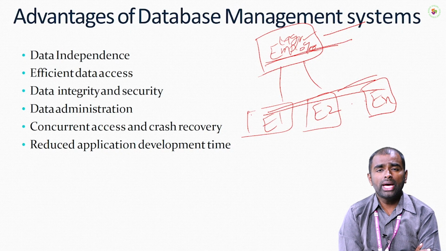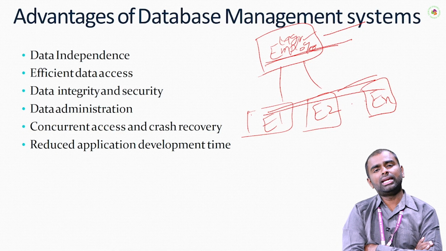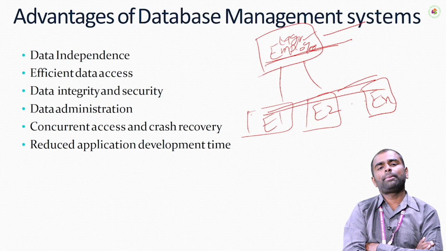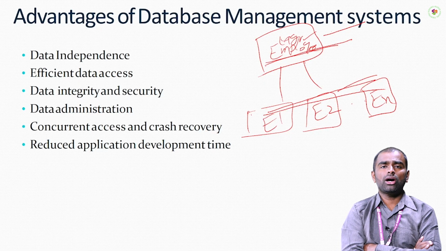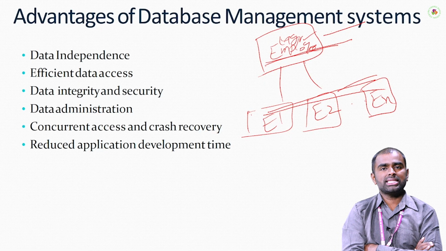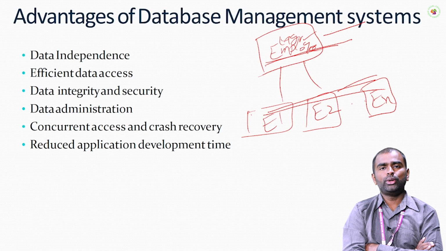Next, concurrent access and crash recovery. In a database, we have another feature. We can parallelly access the data. We can parallelly retrieve the data from multiple tables at a single time. At a single time, you can do multiple transactions also. Concurrent access means you can access the data concurrently, parallelly, from multiple tables, multiple databases at a time.